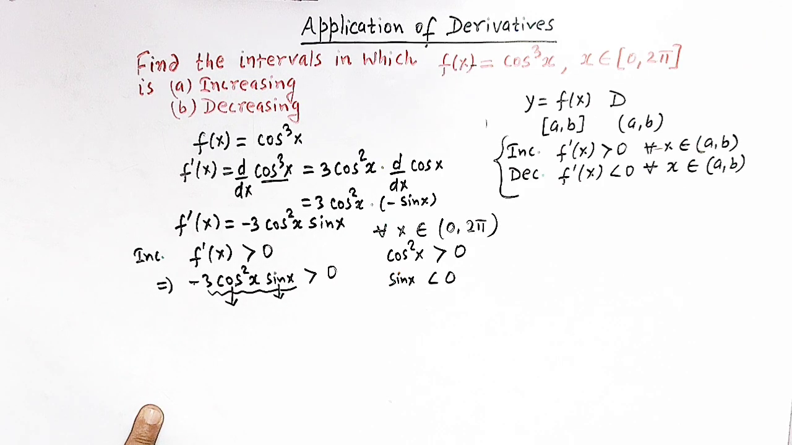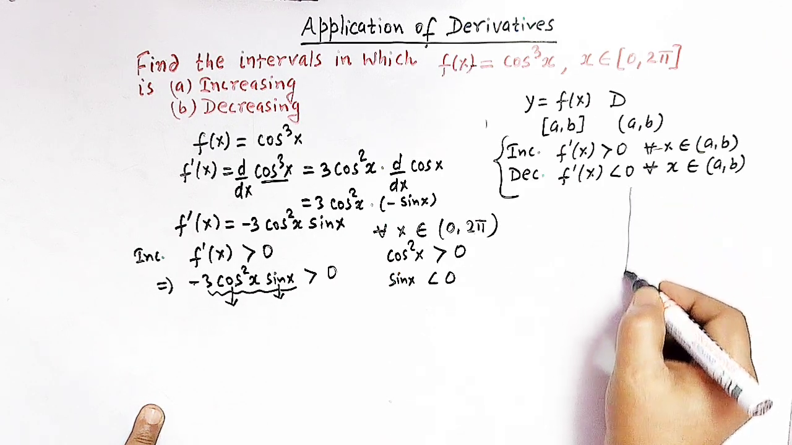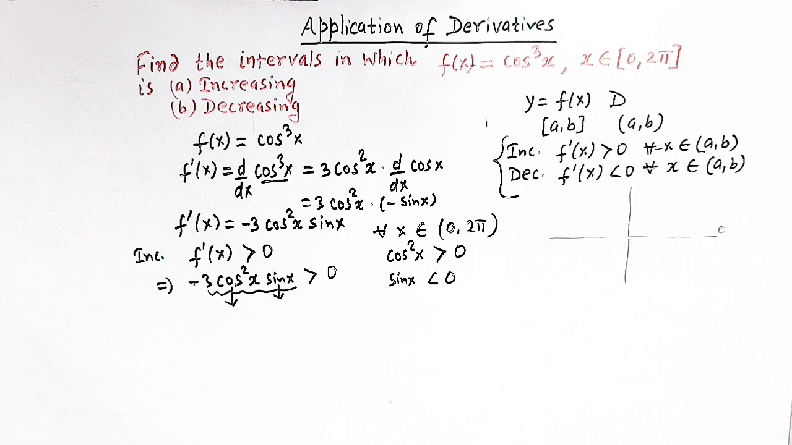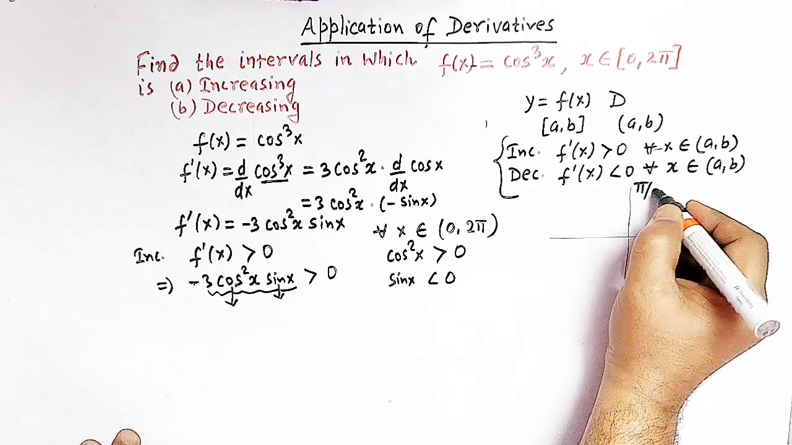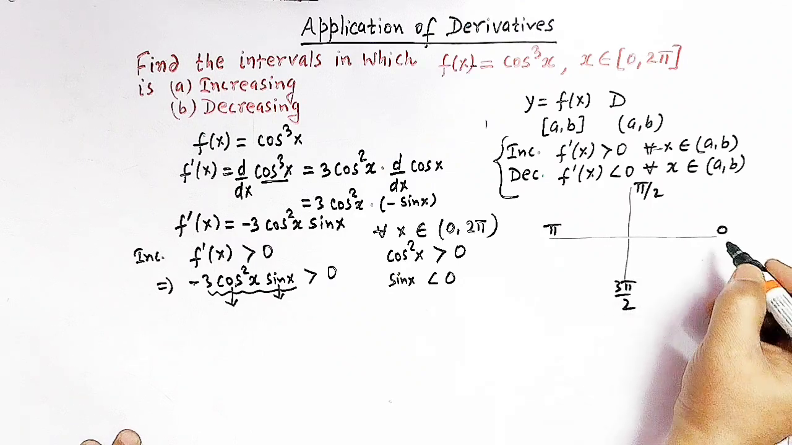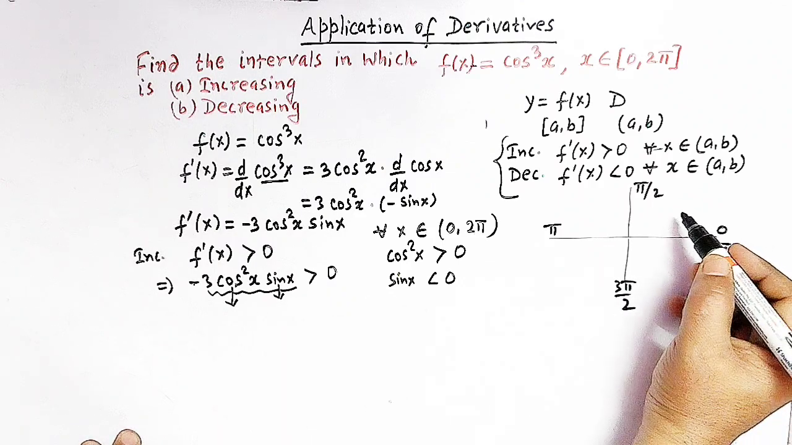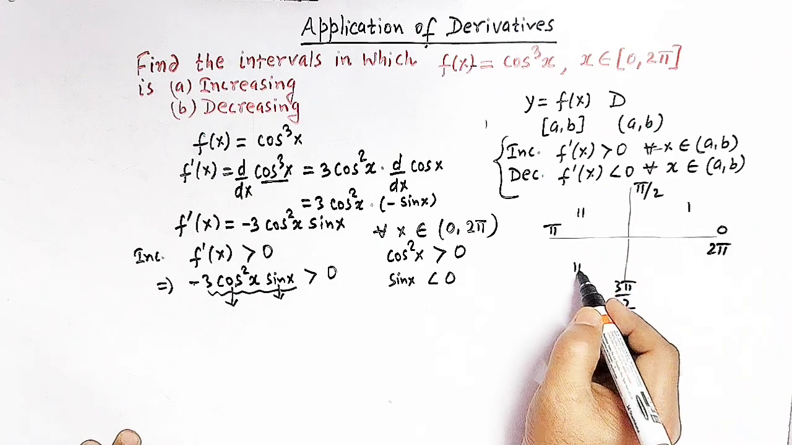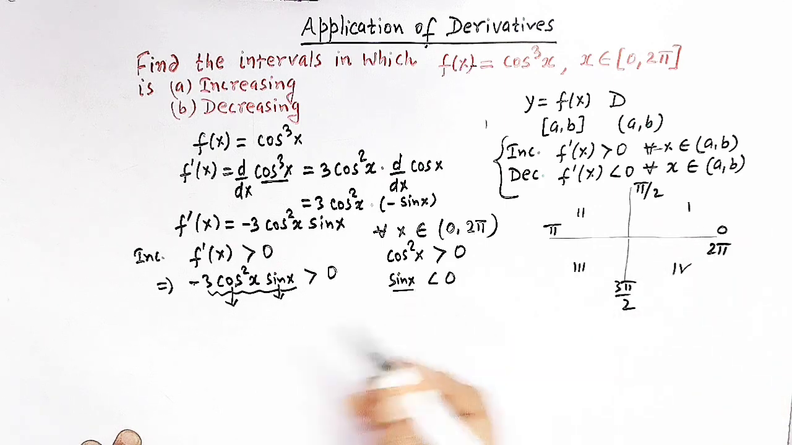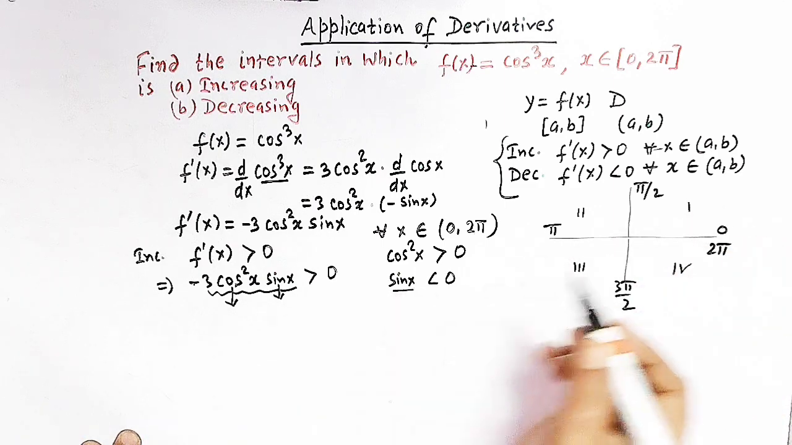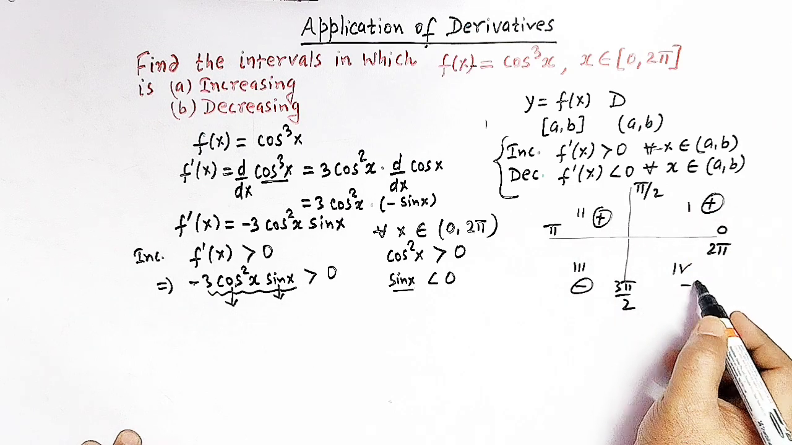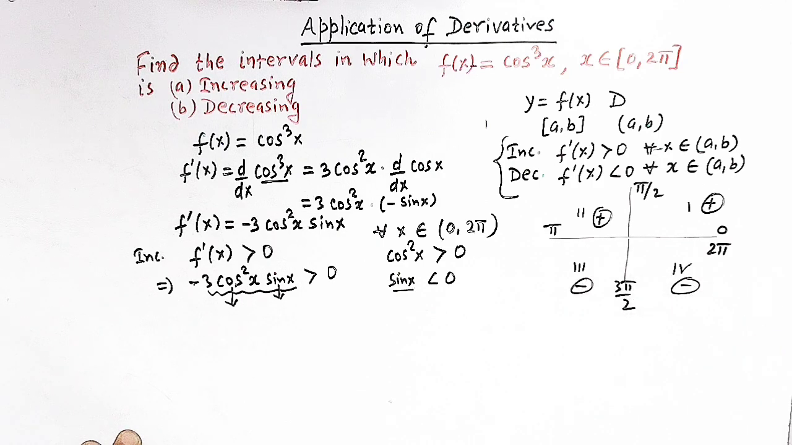So now from the sign convention of trigonometric functions in four quadrants, here we have 0, then pi by 2, then pi, here we have 3 pi by 2, and here we have 2 pi. And this is the first quadrant, this is second, this is third, and this is fourth. Now from the sign convention of trigonometric functions, we know that the sine function is positive in the first two quadrants, and it is negative in the third and fourth quadrant.